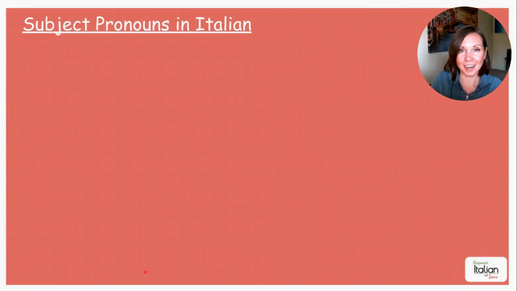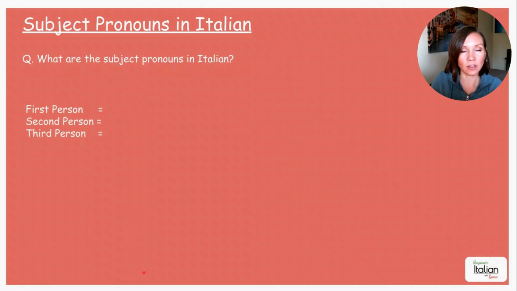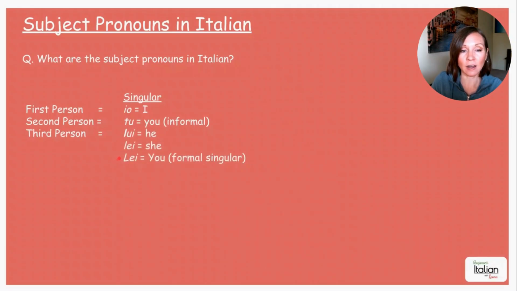Okay, subject pronouns in Italian. What are the subject pronouns in Italian? So we just covered first, second, and third person. So in the singular, we have io. Io means I. Tu means you in the informal. Lui means he. Lei means she. And we also have Lei meaning you in the formal singular. Okay, so I will talk a little bit more about this in a bit, but there's some ways to tell if you're talking about lei versus Lei, but when you're speaking, they are pronounced exactly the same.